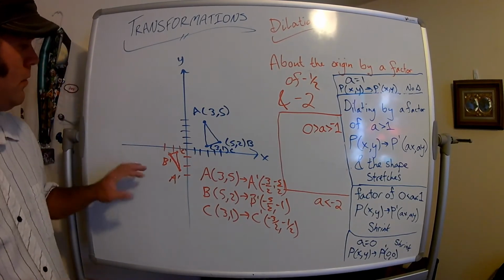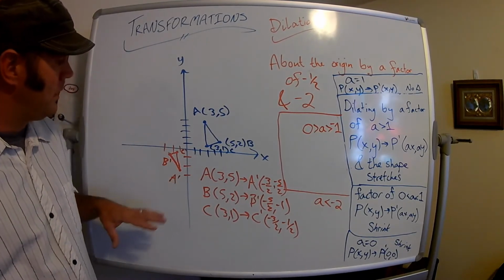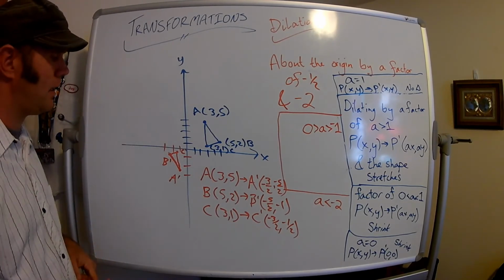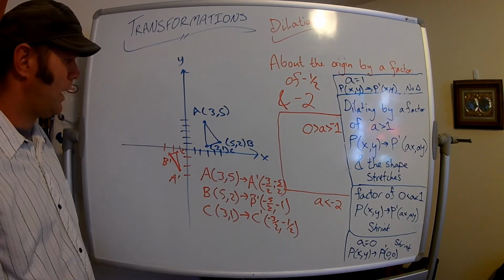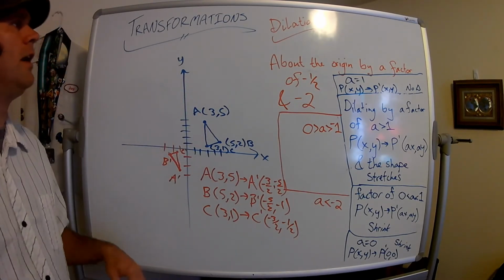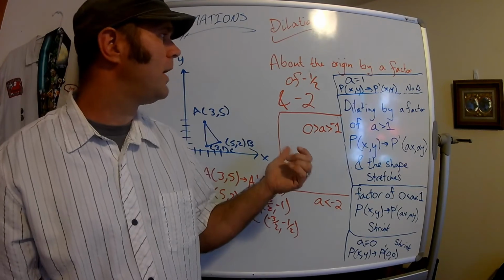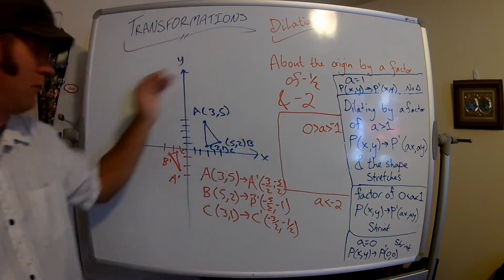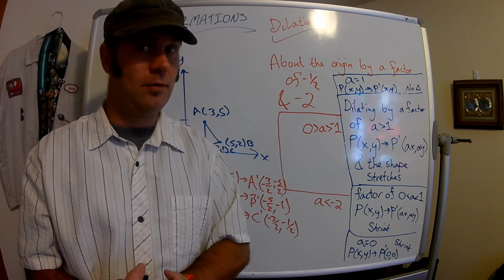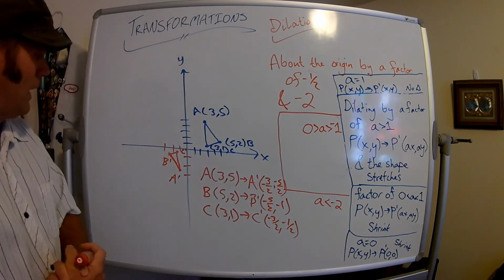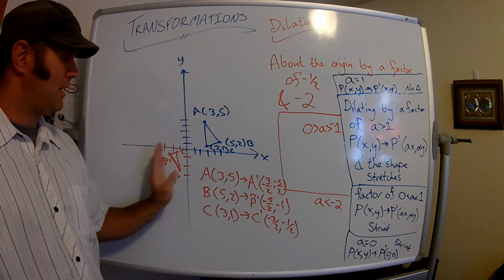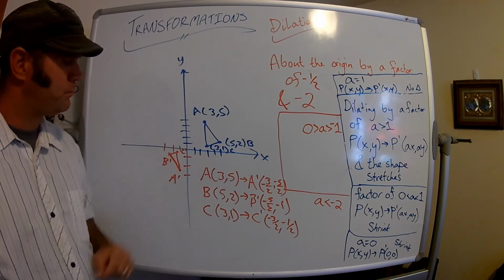Okay, so what happened here, now it looks like it flipped. It's almost like a rotation, and it really is. It's very similar to a rotation. Had we done a factor of -1, it would have been the same as rotating by 180 degrees. So that's interesting. We rotated it and then shrunk it down this way.